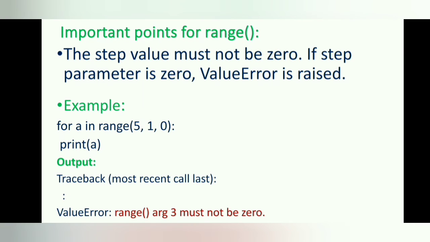Important points for range function. The step value must not be 0. If step parameter is 0, a ValueError is raised. Example: for a in range(5, 1, 0): print(a). In this example, we passed the step value as 0, so Python will throw a ValueError message that range function argument 3 must not be 0.